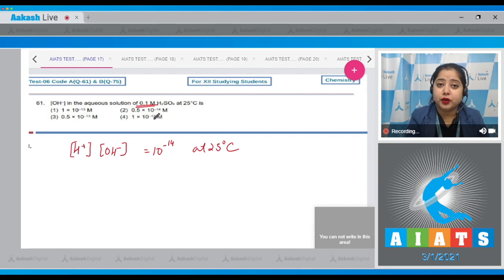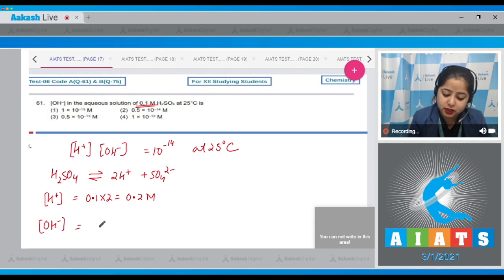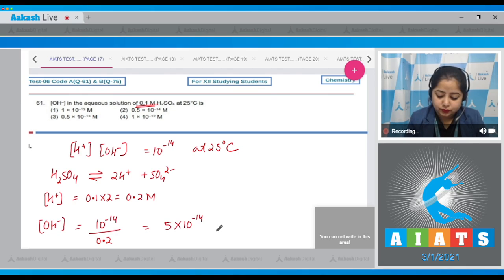Now students, we are given 0.1 molar H2SO4. We all know that H2SO4 gives 2 H⁺ ions. So the H⁺ concentration will be 0.1 into 2, that is 0.2 molar. So the concentration of OH⁻ ion is equal to 10 raised to the power minus 14 upon 0.2, which is equal to 5 into 10 raised to the power minus 14, or 0.5 into 10 raised to the power minus 13 molar. That means the correct answer is option number 3.